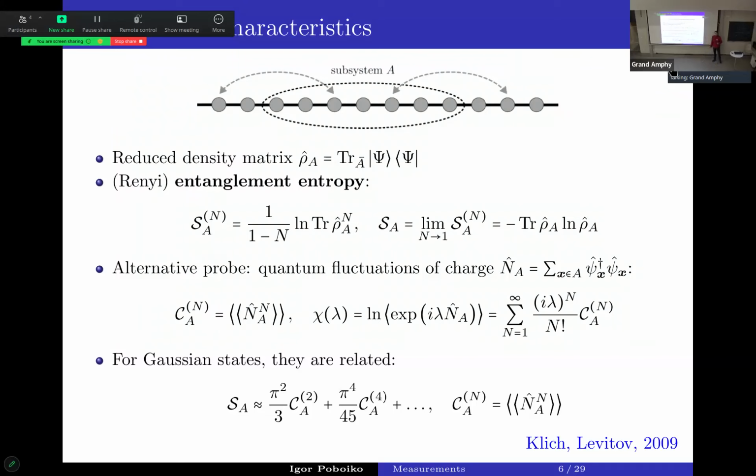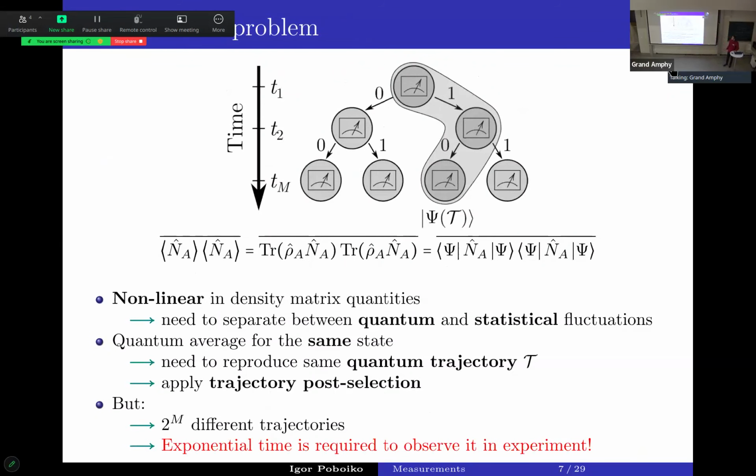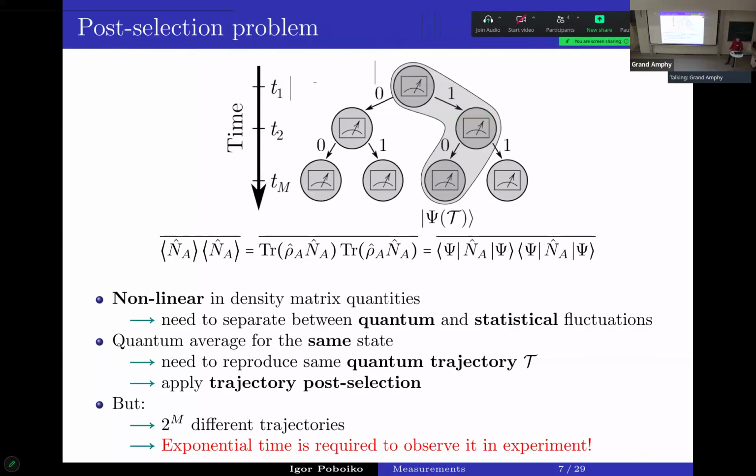So again, we will use the entanglement entropy and the fluctuations of charge for most of my talk interchangeably. Okay, so this sets the ground for the story about the observability of the measurement-induced phase transition in a real-life experiment, and this is actually about the post-selection problem.